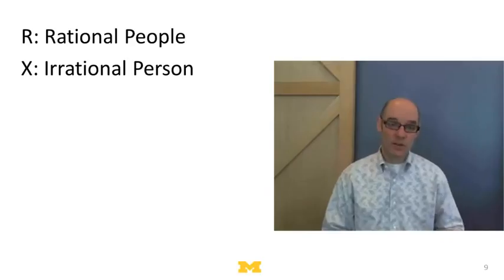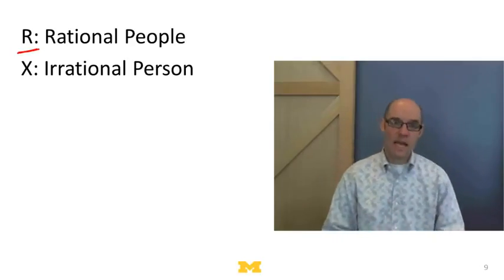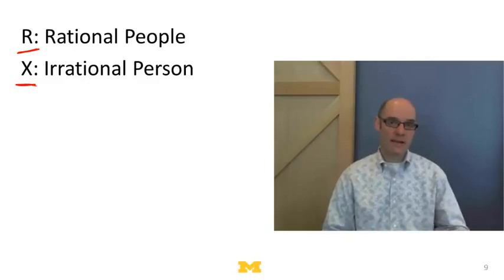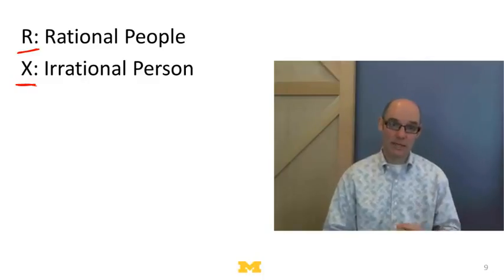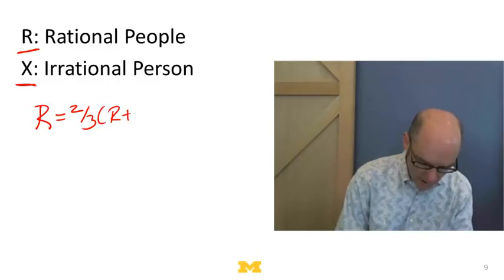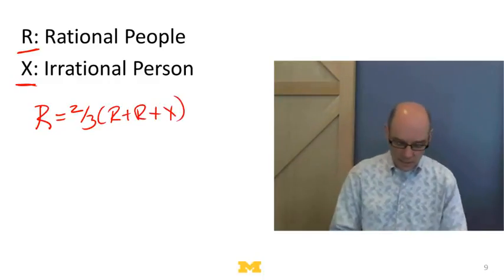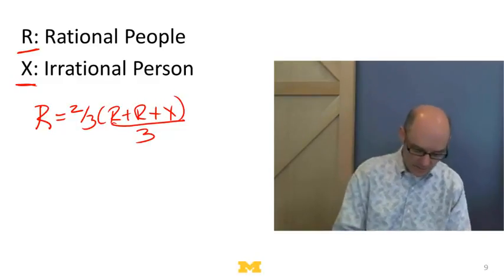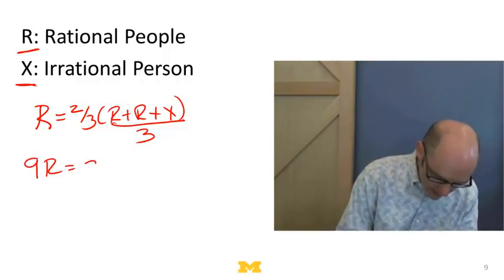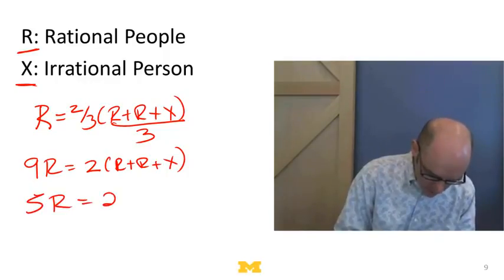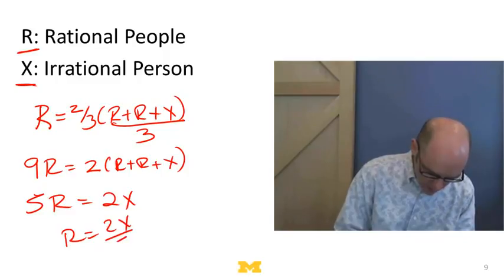So suppose I'm a rational person, and you're a rational person, so we're going to pick some amount R. Now, the other person, this irrational person, we've got to decide what we think they're going to pick. Well, suppose we both think they're going to pick X. Well, if they're going to pick X, we have to decide what we pick. Here's what has to be true. The amount we pick, R, has to be 2/3 of the mean, that is, 2/3 of (R plus R plus X) divided by 3. If I multiply this out, I get 9R equals 2 times (2R plus X), which ends up being 4R plus 2X, so 5R equals 2X. So R equals 2X over 5.